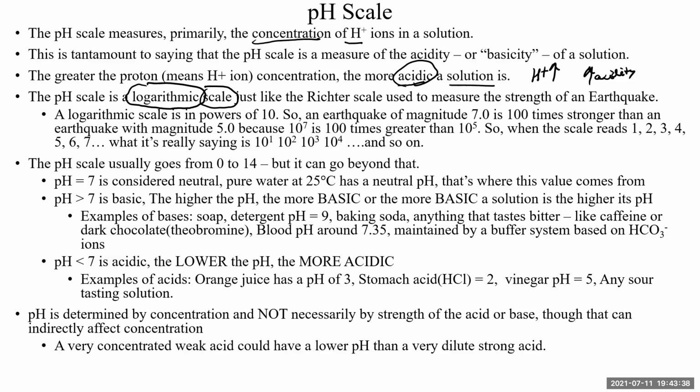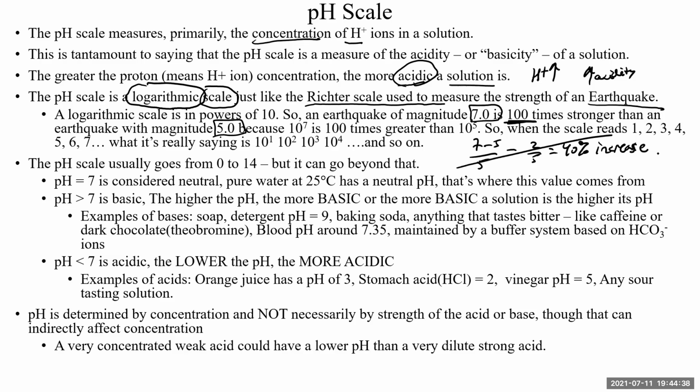It counts in powers of 10, rather than counting individual numbers, because the range of numbers and the range of solution concentrations is just ginormous. It's just like the Richter scale used to measure the strength of earthquakes. For example, an earthquake of magnitude 7 is 100 times stronger than an earthquake with magnitude 5. If the Richter scale were simply a regular scale, not a logarithmic scale, then a Richter scale value of 7 versus 5 would represent only a 40% increase, or 1.4 times stronger. A 7 earthquake would be 1.4 times stronger than a 5 earthquake.